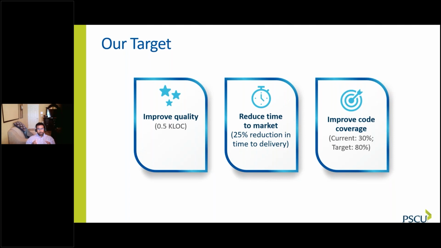And improving quality, KLOC, by the way, KLOC stands for thousands of lines of code. It's a traditional measure of how large a computer program is. And 0.5 KLOC is Microsoft's benchmark. There is half a defect every 1,000 lines of code. So, we said, if you want to aim, why not aim high? And so that's why we are targeting 0.5 KLOC. Ultimately, with improving quality and improving code coverage, we aim to achieve a reduced time to market.